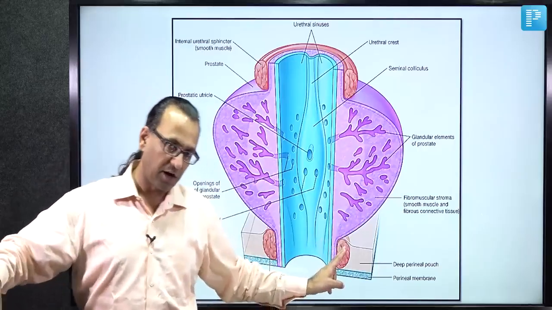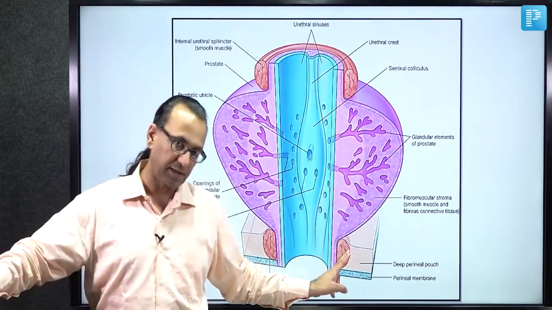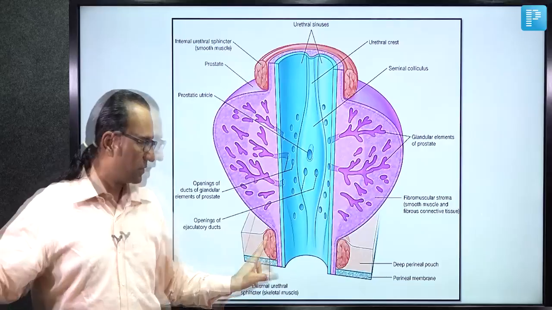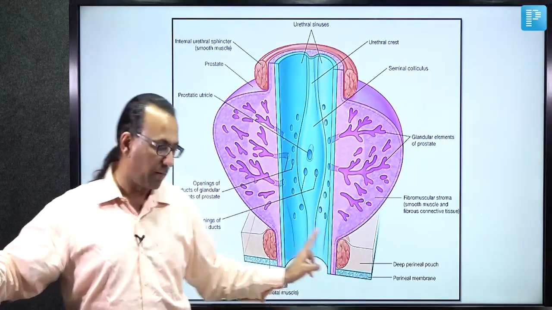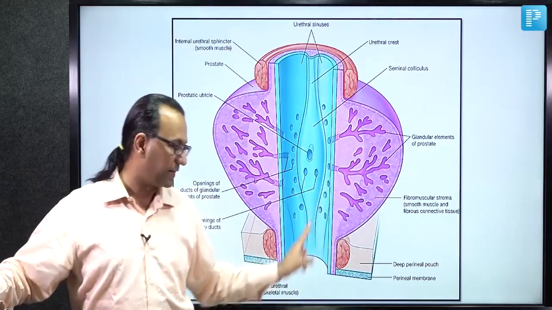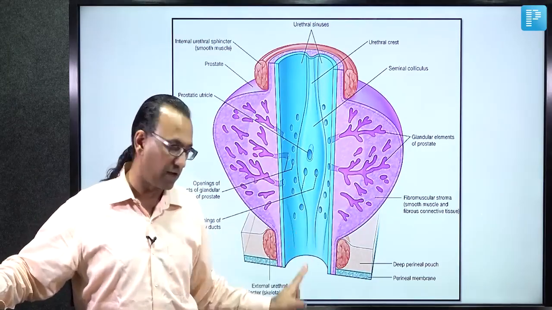This external sphincter is controlled by the pudendal nerve, which is a somatic nerve to control skeletal muscles and helps us to hold the urine. If you give a pudendal block, then the sphincter will be paralyzed and there will be urinary incontinence. The patient cannot hold the urine at their own will.